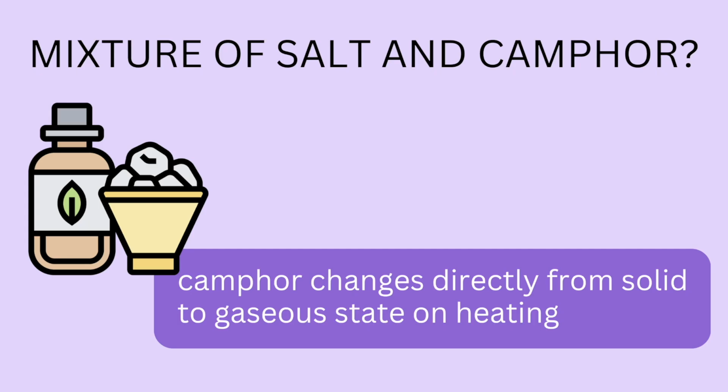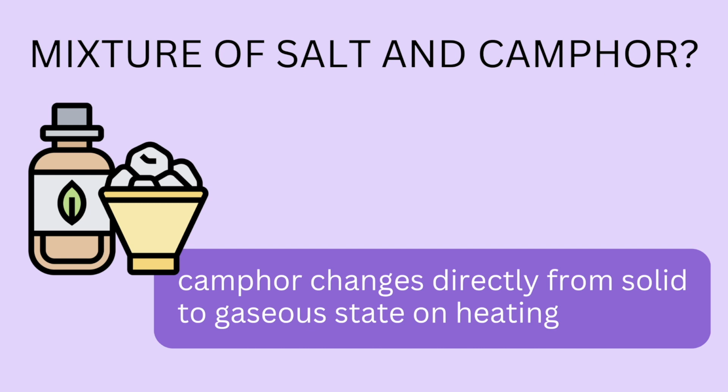Now moving on to the next method of separation. So we are given a mixture of salt and camphor and you are supposed to separate the camphor from the salt in this mixture. Now a property of camphor that we know already is camphor changes directly into gas from solid on heating. Camphor is something that we might have already used in our homes. It is something that we are familiar with in our day-to-day life. So camphor, as we know, directly changes from solid to gaseous state.